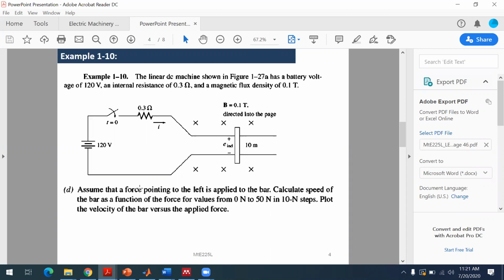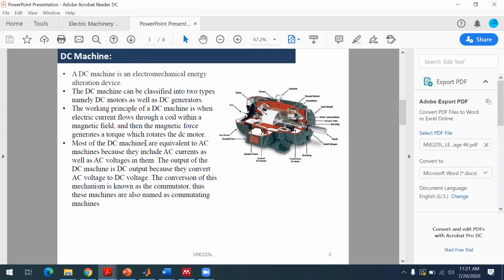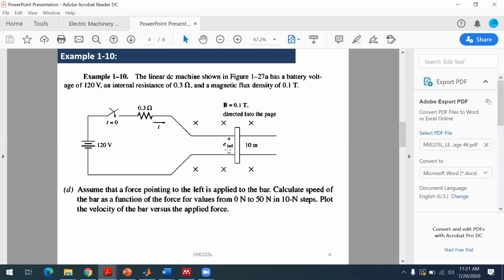the question is that assume that a force pointing to the left is applied on this bar. So basically, as I told you, due to the magnetic field some force is exerted, and it ultimately generates torque which rotates the DC motor. So the force is assumed to be pointing towards the left of the bar, and the force values range from 0 to 50 Newton.